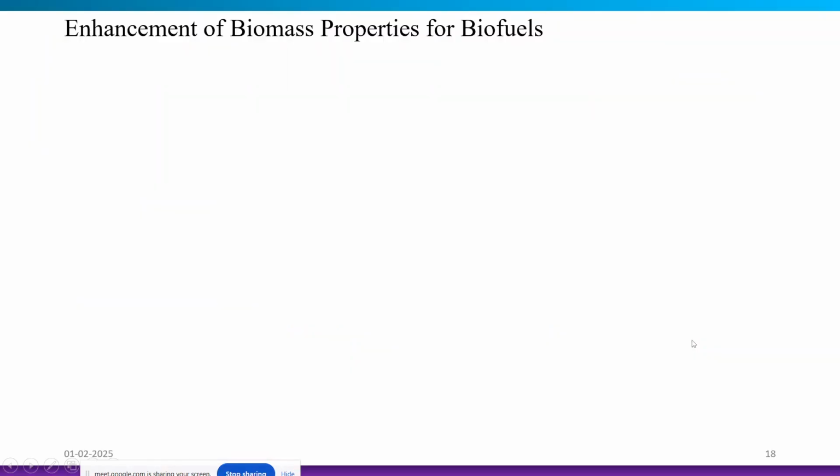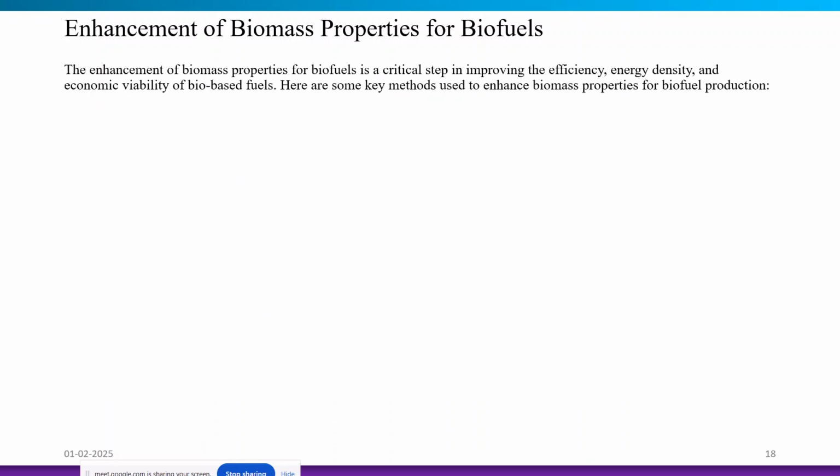So for the enhancement of biomass properties, it becomes a critical step. Obviously, it should be taken into account for improving the efficiency, energy density of the fuel, and the economic viability of the bio-based fuels. So, there are some key methods that we can opt for enhancing the biomass properties for the biofuel production.